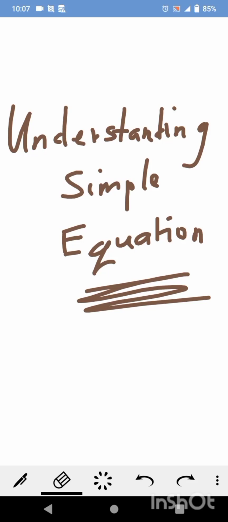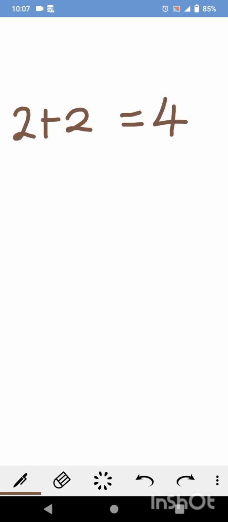Understanding simple equations. Well, let's start from the meaning of an equation. An equation is a mathematical statement with two equal expressions. For instance, when we say 2 plus 2 is equal to 4, this is an equation because both the left-hand side and the right-hand side are equal to each other.